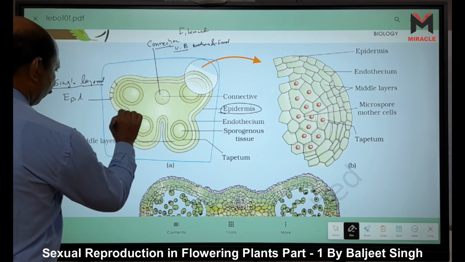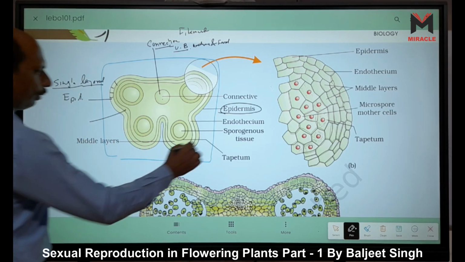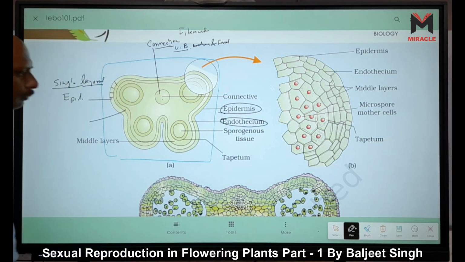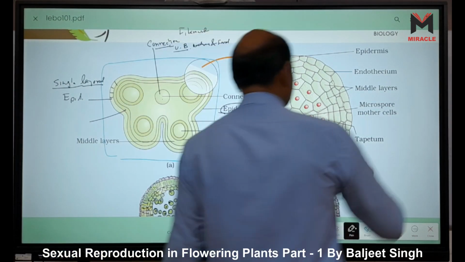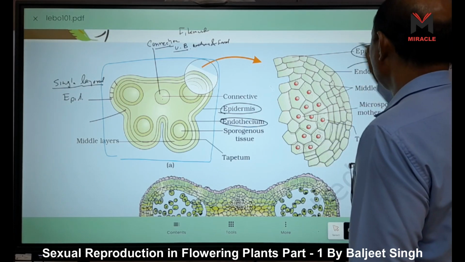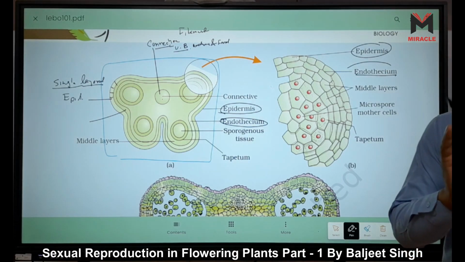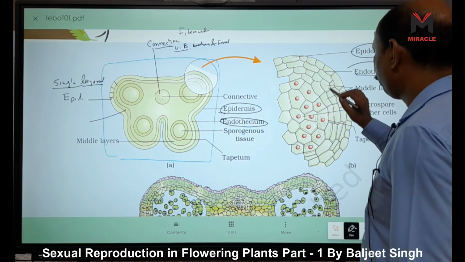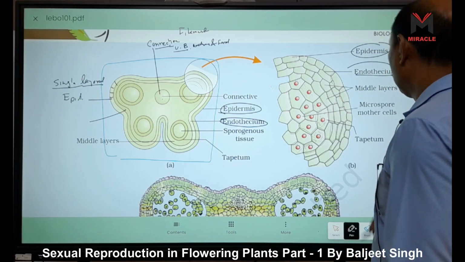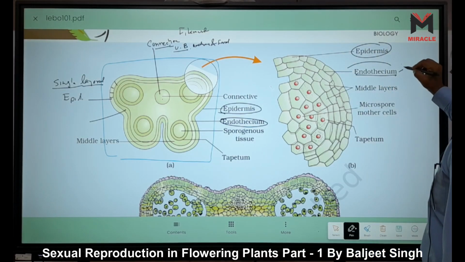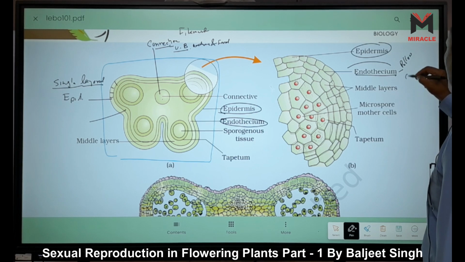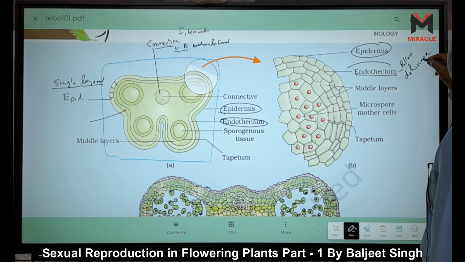Now this is the second layer. This second layer is called the endothecium. What is the function of it? Look here. This is our epidermis, a single layer outside. Then the endothecium. Endothecium cells are large cells, right? And this endothecium is responsible for pollen dehiscence.